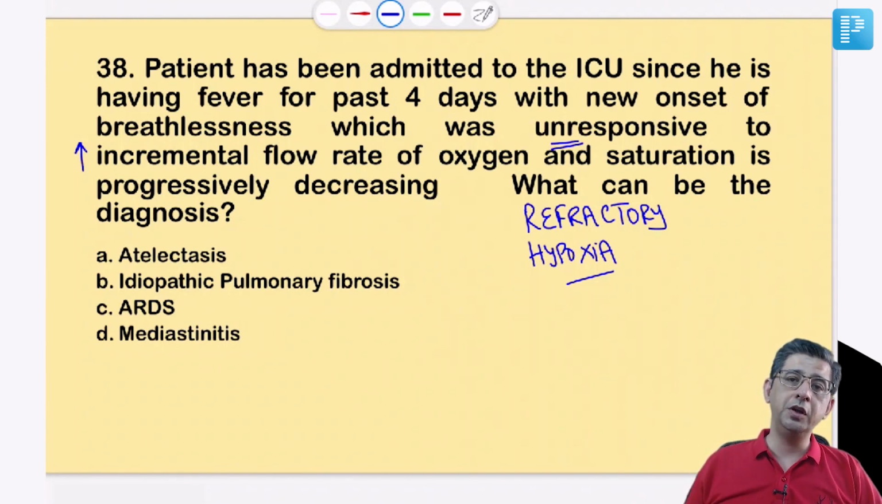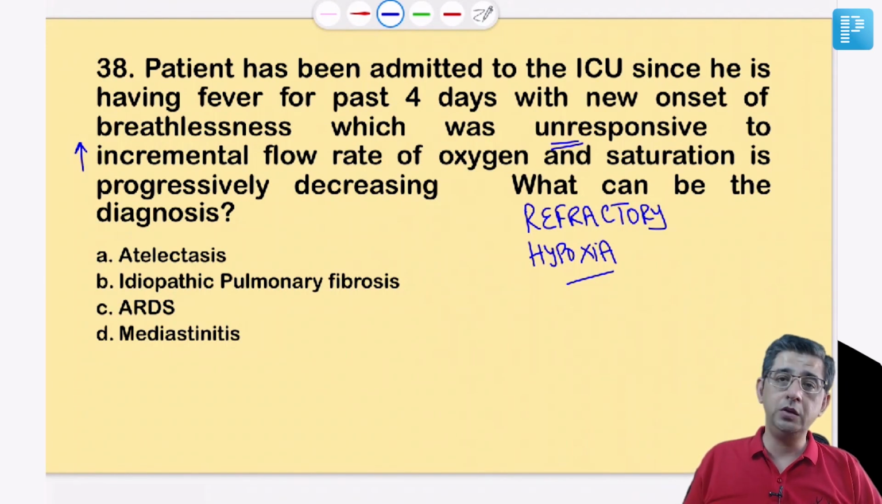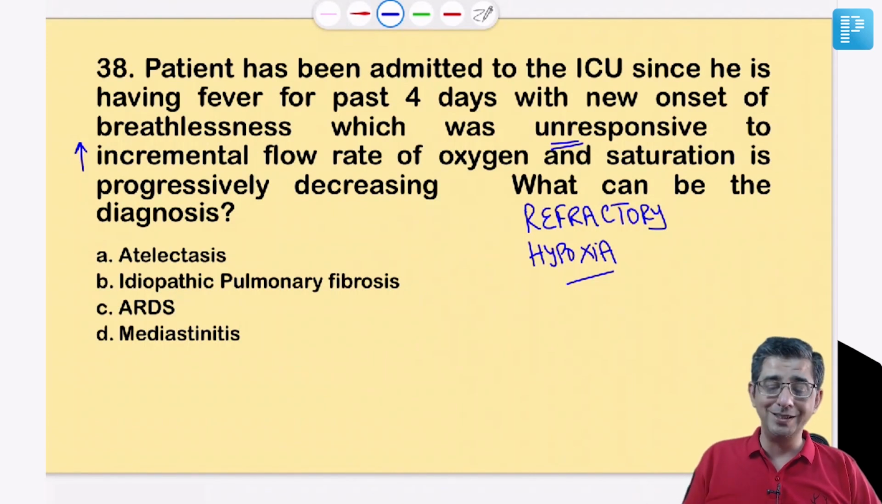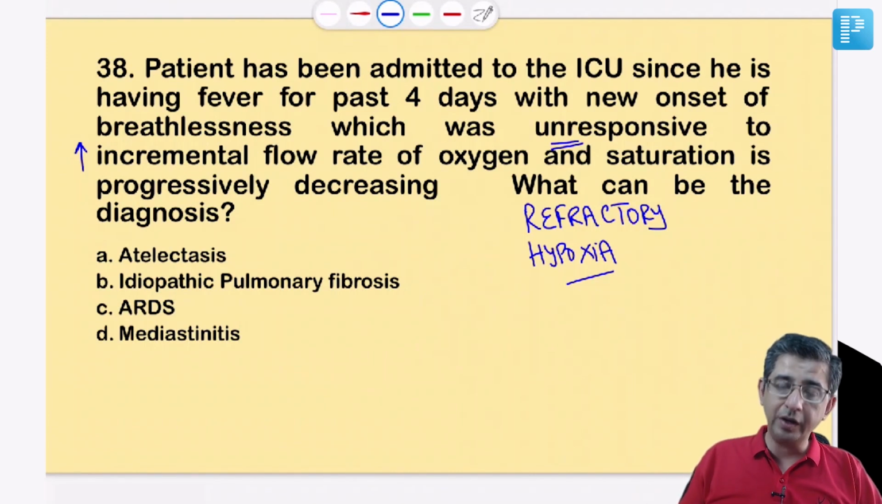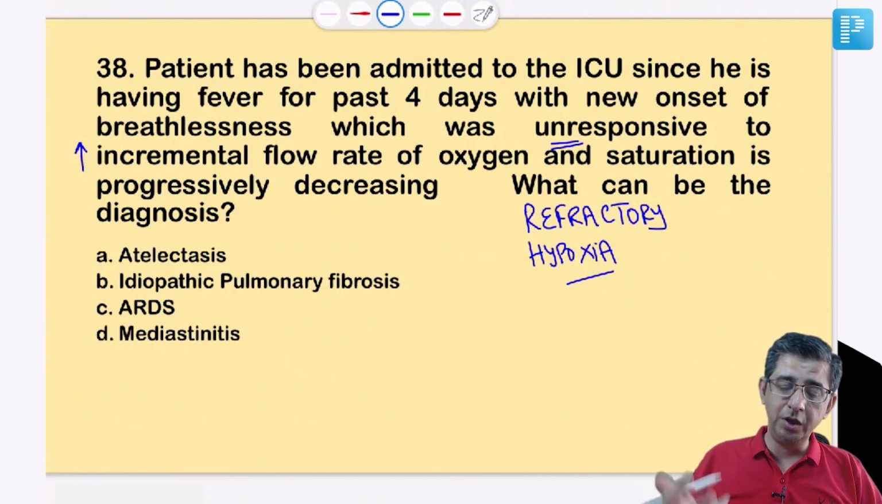SpO2 keeps on falling, and the person ultimately expires due to multi-organ failure. So it could be a presentation of simple COVID-19 that he could have given. But instead of writing COVID-19, he described somebody who's having a refractory hypoxia because there's substantial lung damage. He says, what can be the diagnosis?